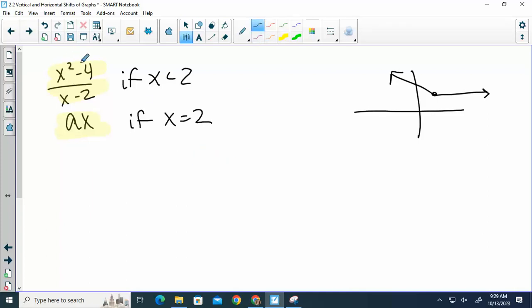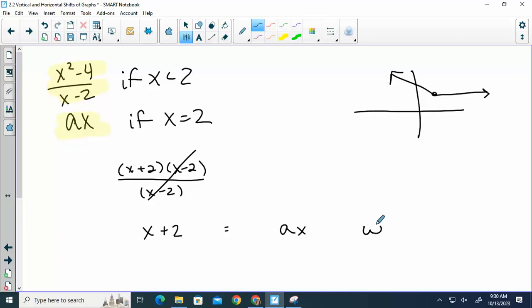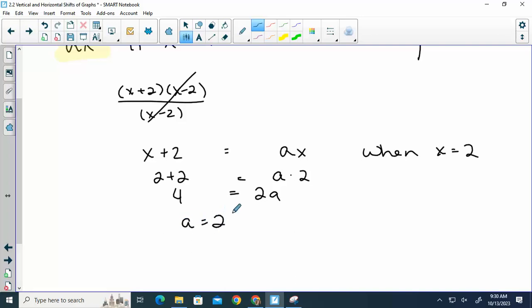So let's see, what would I do on the first one? But I can't because it's undefined, so we factor. So the first one reduces to x plus 2. And the second one is ax. I need those to be the same when x equals 2. So if you plug in a 2 for your x, you get 4 equals 2a. So a has to be 2 to make that piece continuous.